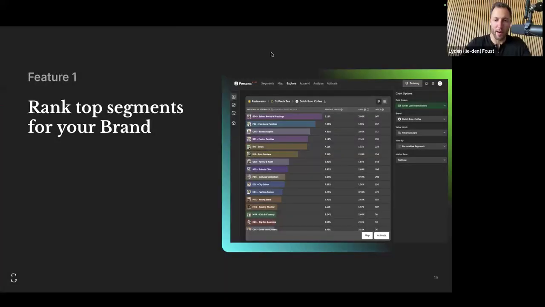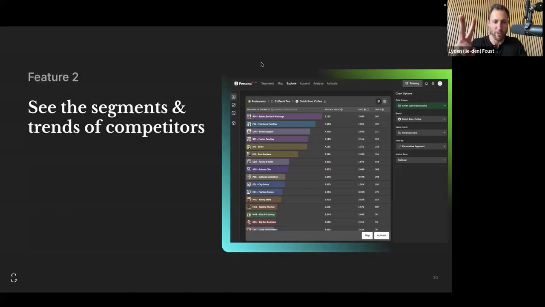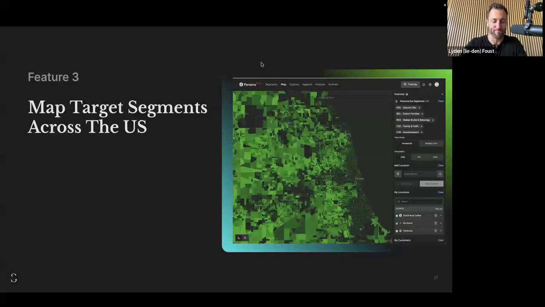Cool. Just recapping this. Feature one, new, you can rank your top segments for your brand. Before, this took like a week of data munging of your own data. You go to the IT department, you get all your customer files back, and then you map that to a geodemographic segmentation if you have one. Now we can do that instantly. Feature number two, see the top segments for your competitors and their trends over time. Before that was totally impossible, today we can do it instantly.